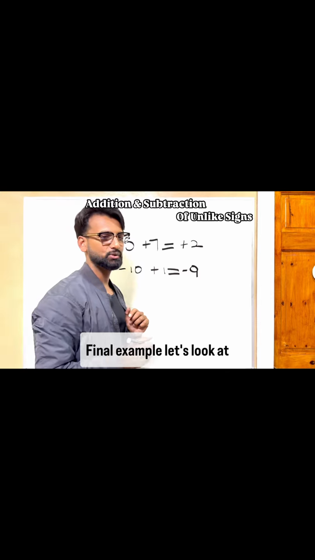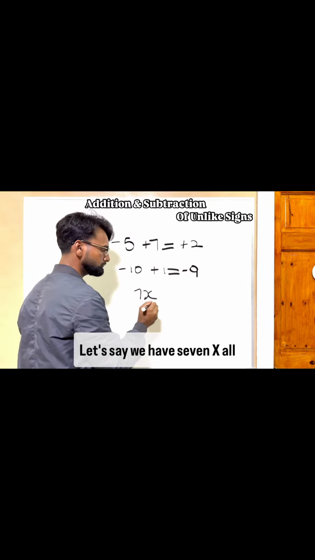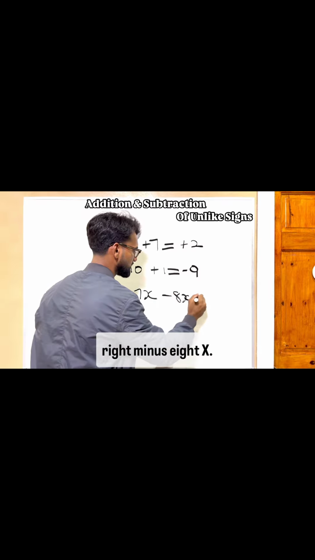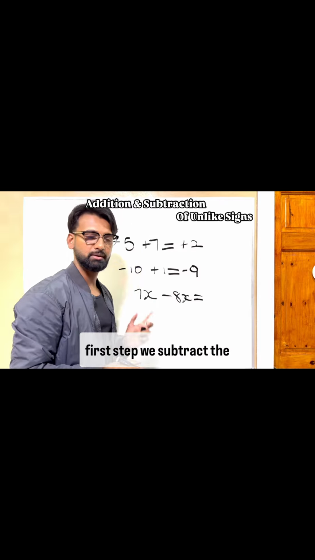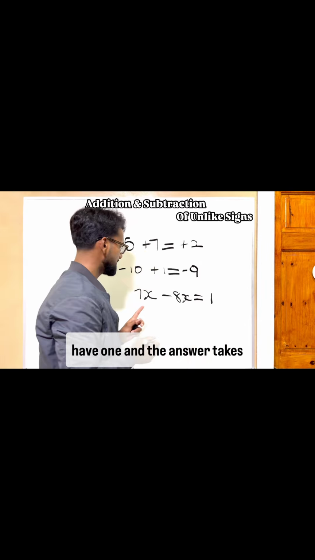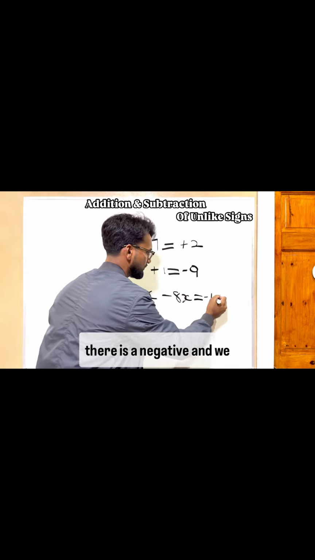Final example, let's look at an algebraic expression. Let's say we have 7x, all right, minus 8x. What is the answer? First step, we subtract the terms. 7 from 8, we have 1, and the answer takes the sign of the larger number. That is a negative, and we put back the x.